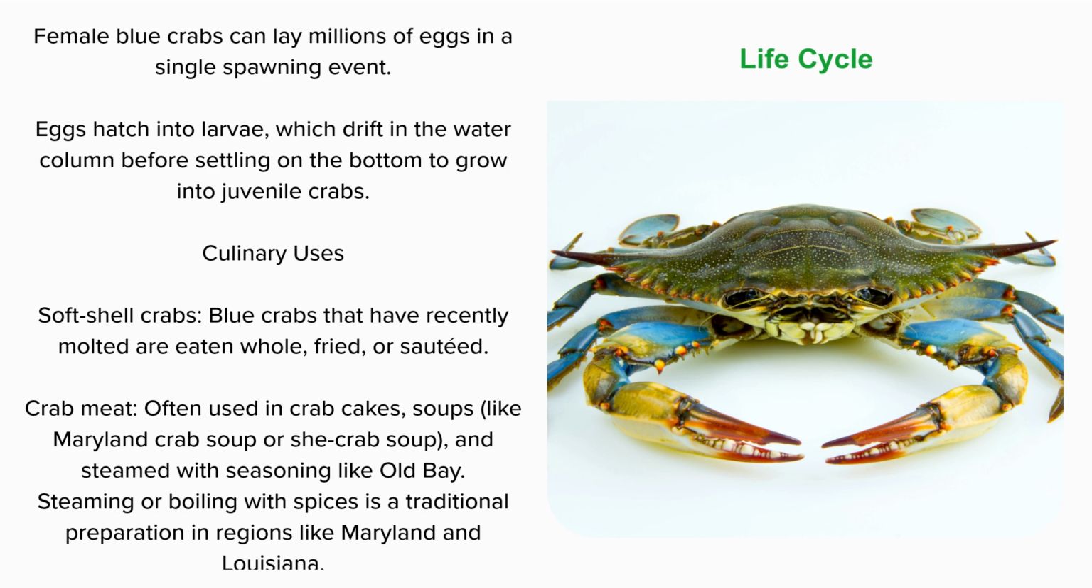Culinary uses. Soft-shell crabs. Blue crabs that have recently molted are eaten whole, fried, or sautéed. Crab meat. Often used in crab cakes, soups, like Maryland crab soup or she-crab soup, and steamed with seasoning like Old Bay. Steaming or boiling with spices is a traditional preparation in regions like Maryland and Louisiana.